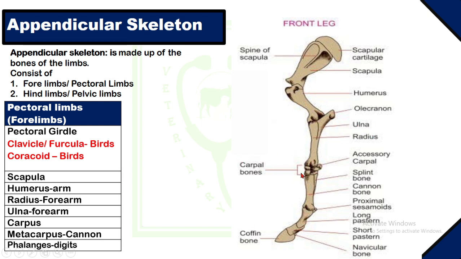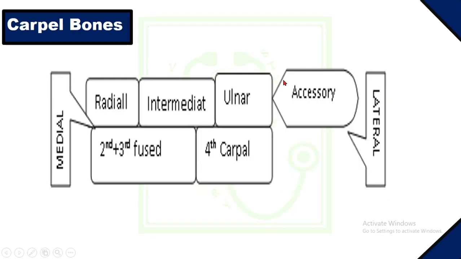These are the small bones called carpal bones. This is an arrangement of carpal bones in an animal's body. This side is the medial side and this side is the lateral side. This is the proximal row and this one is the distal row.